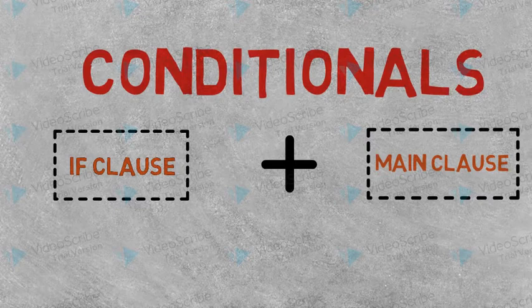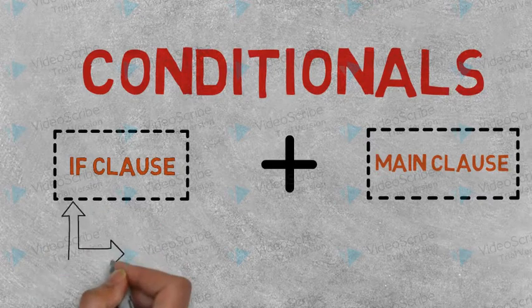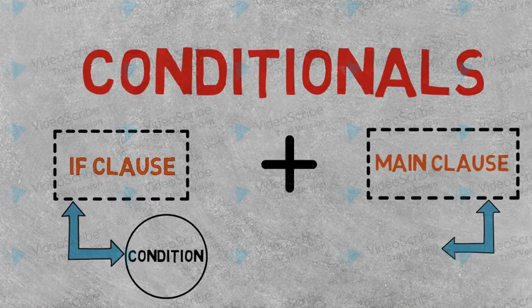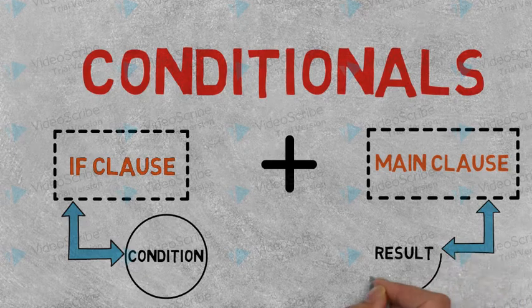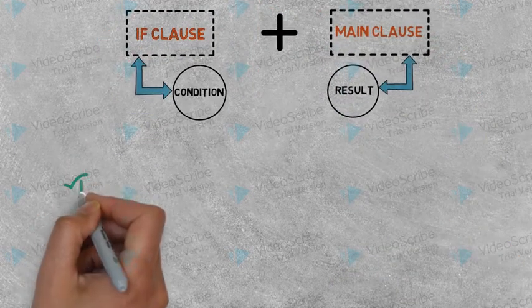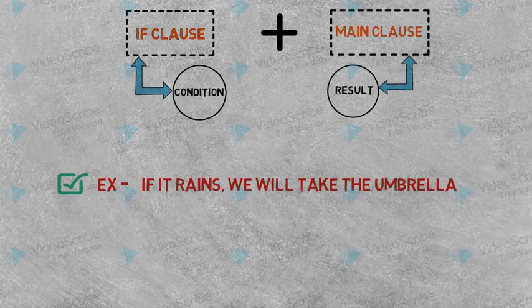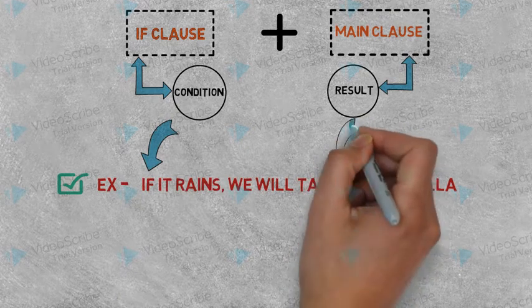Now in this if clause, which is also known as a condition clause, we give a condition, and if this condition is true or it holds true, we will get the result in the main clause. For example, if it rains, we'll take the umbrella. Now in this, the first part, which is if it rains, is a condition and the result is we'll take the umbrella.